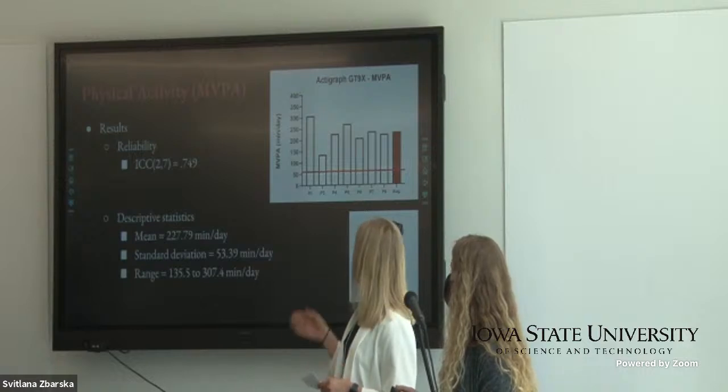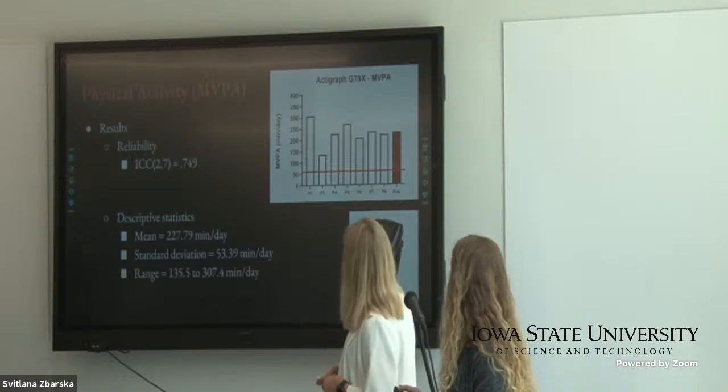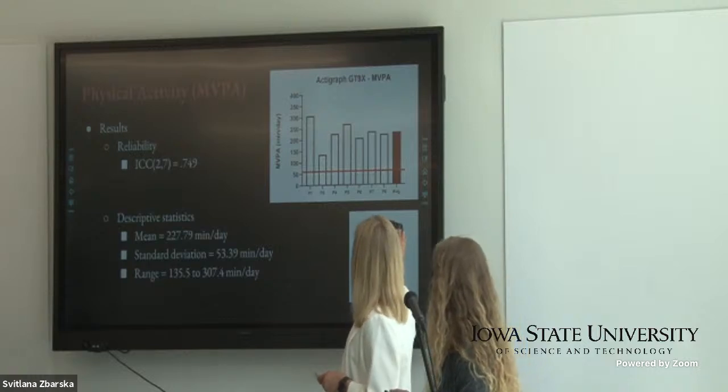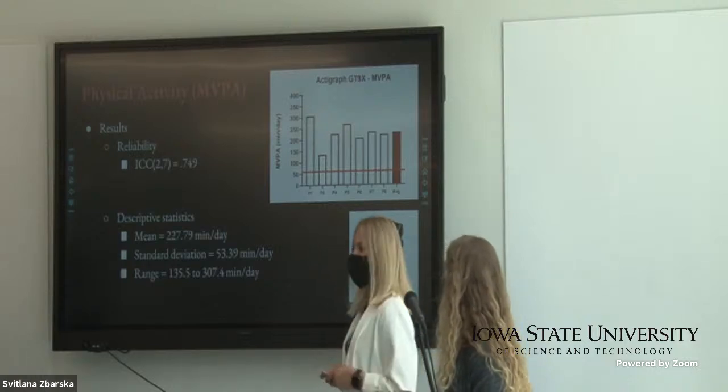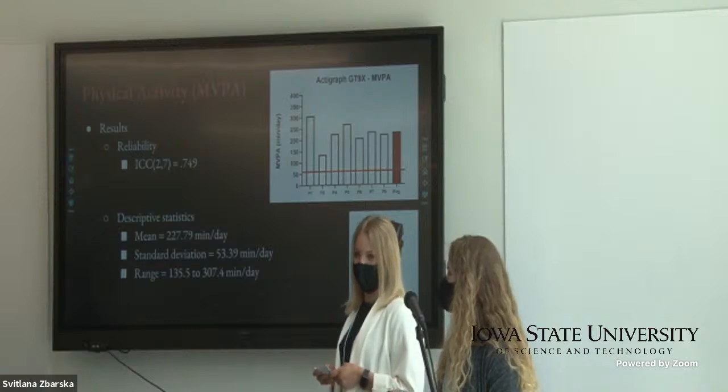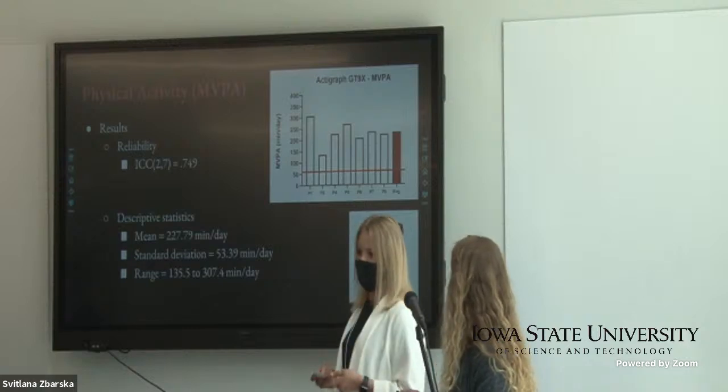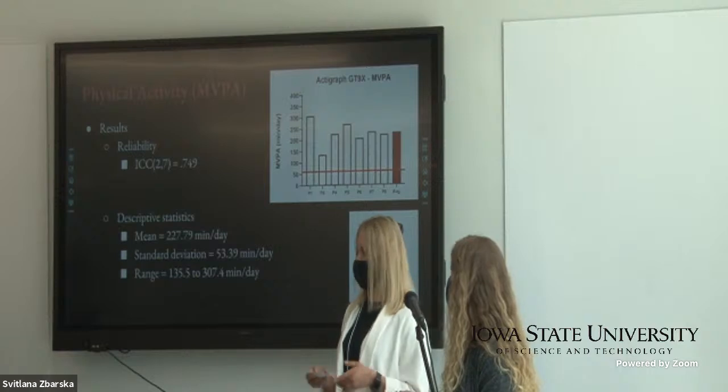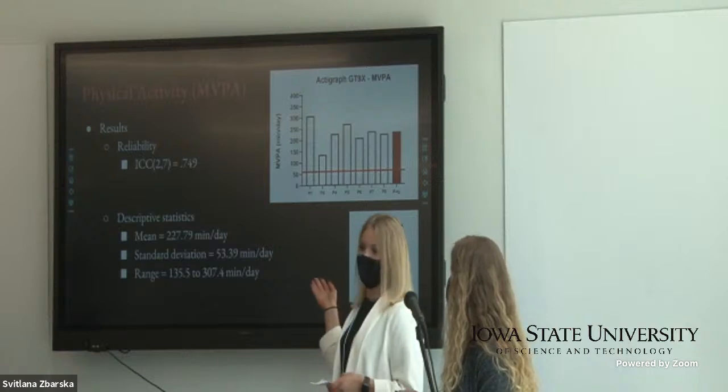These results show that we have very highly active children. When looking at this figure, the red line is what the CDC recommends for children of our specific age group, which is 60 minutes per day of moderate to vigorous physical activity. And all of our children were way above that.